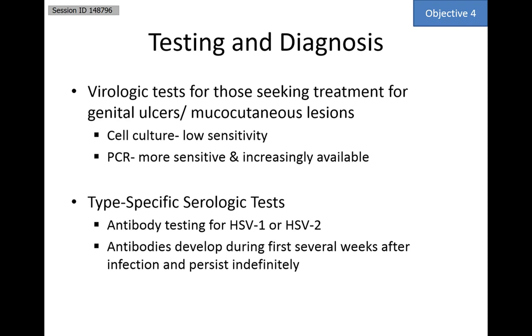PCR is more sensitive and specific, and it's increasingly available to a lot of clinics and laboratories. And it is able to actually identify HSV-1 versus HSV-2. Some other tests that could be used are going to be antibody testing as well, which can help us identify HSV-1 or HSV-2. Antibodies normally form during the first several weeks after infection and persist indefinitely. So patients will always test positive once they are infected with HSV because they keep making antibodies against the virus.